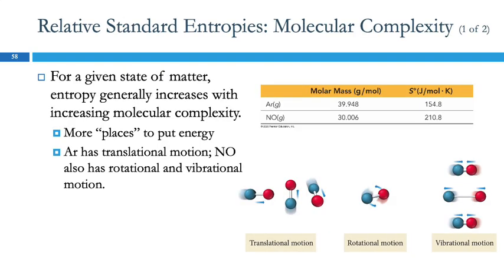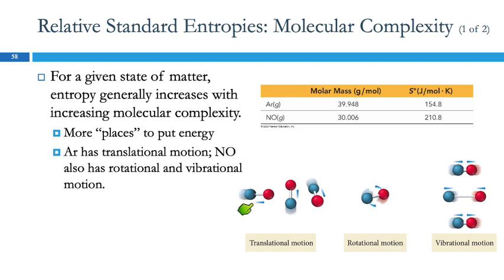And molar complexity. Again, comparing within a given state, you can't compare liquids to gases. A more complicated molecule is going to have more places to put the energy. Here we're comparing argon and nitrogen monoxide. Well, the argon is just an atom, right? And it has translational motion in the gas state, but that's pretty much it.